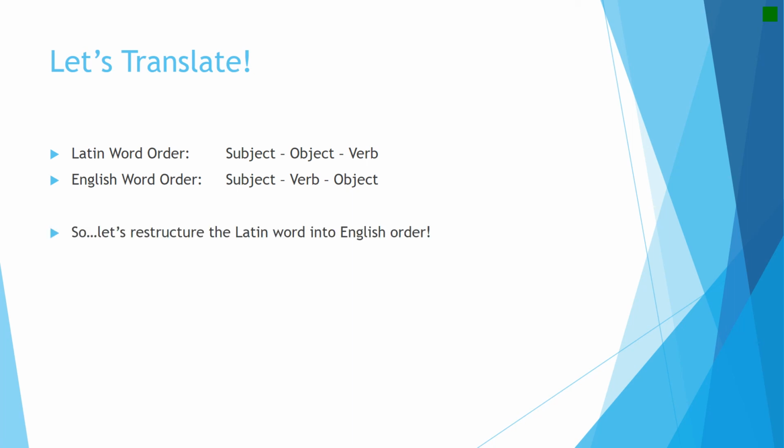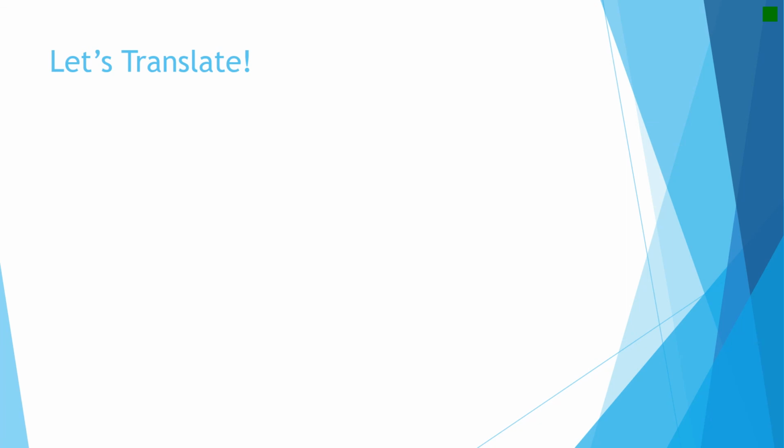Recall that we have marked our subject in red, our direct object in blue, and our verb in green. Our restructured sentence now reads, Poeta amat puellam. This will make our translation much easier. It's officially time to translate. Do you remember the meanings of our Latin words?